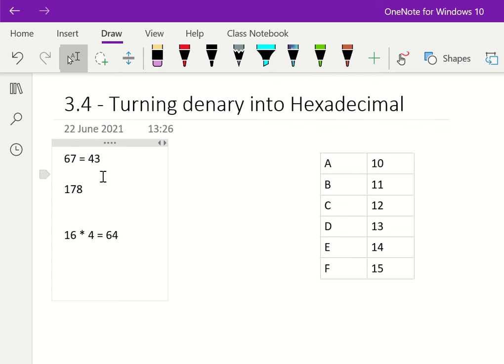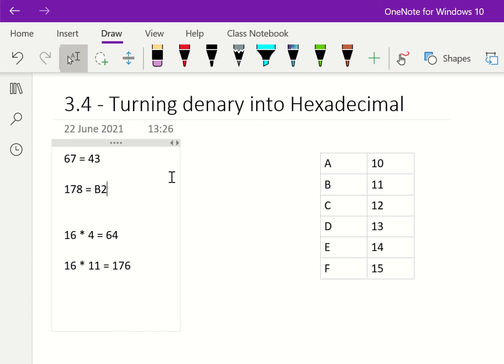So there we go. Let's look at 178. I see how many times 16 goes into 178. Knowing my 16 times table, I know that 16 goes into 178 11 times, because we get 176. Now, obviously we can't represent 11 as a digit, so we need to go over to our table. 11 is B. And now we just need to work out the remainder. 178 take away 176 leaves us with 2. So our answer is B2. And there we go.